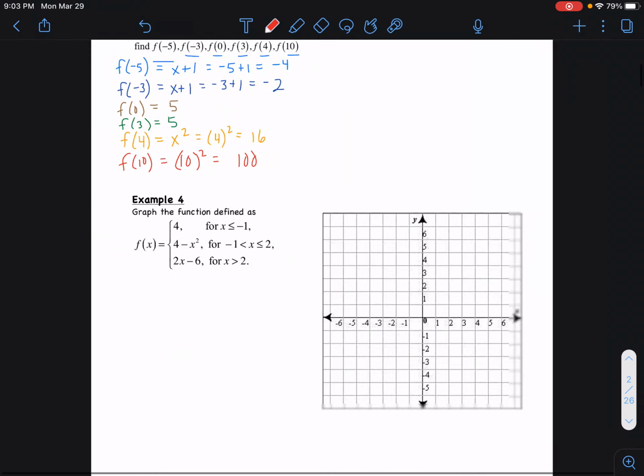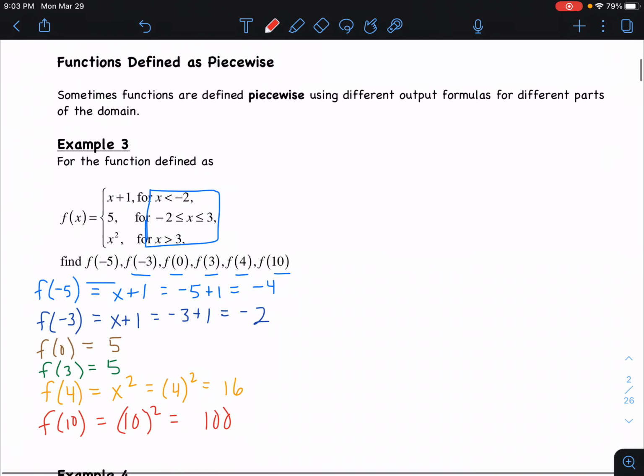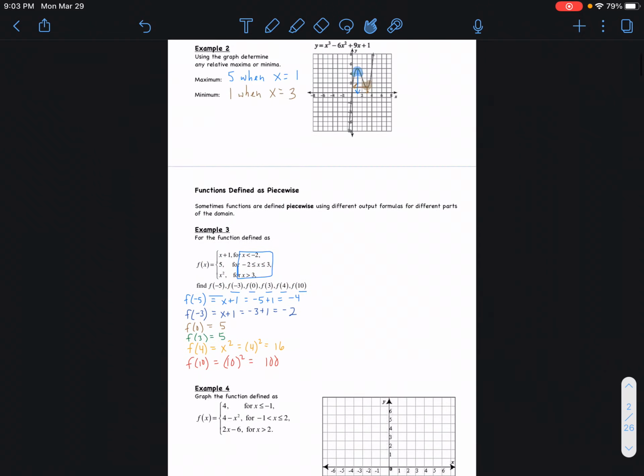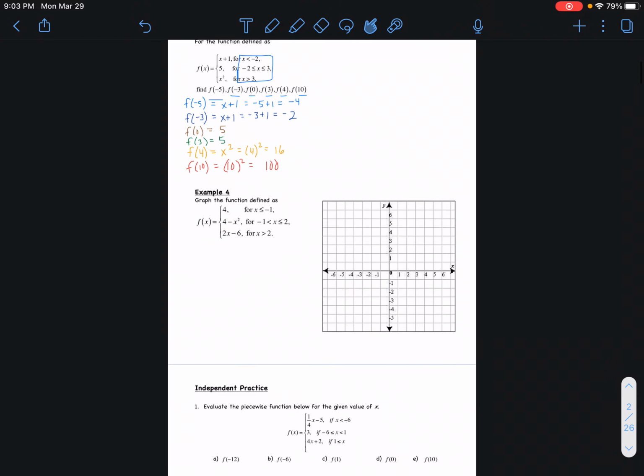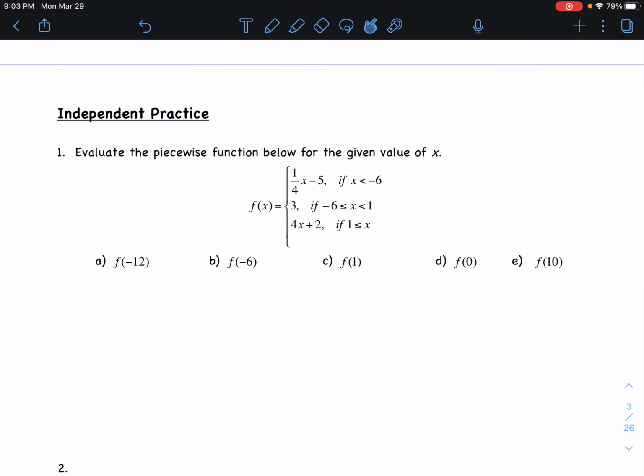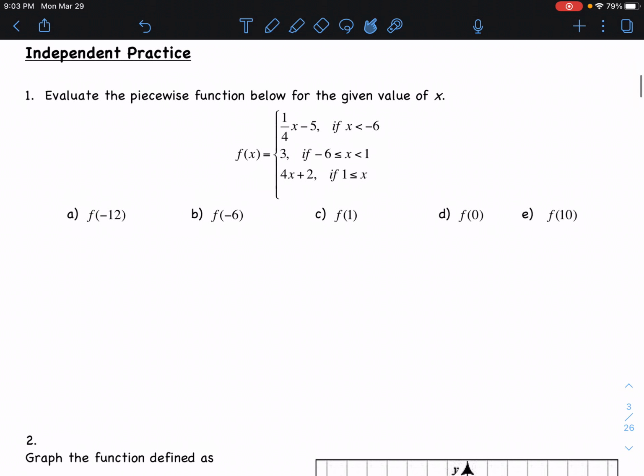Okay, let's take a look. Sometimes I gotta back up and see what's next. Okay, I'm gonna go down here. And let's try another one, another piecewise independent practice. So we have a piecewise function, f of x. Looks like it has 3 parts, 1, 2, 3. And we have to do 1, 2, 3, 4, 5 problems.